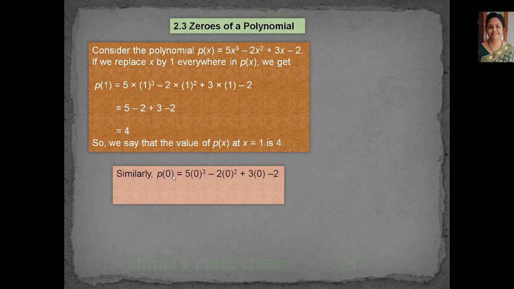Similarly, p(0) is equal to 5 into 0 cubed minus 2 into 0 squared plus 3 into 0 minus 2. So you will get 5 into 0 cubed is 0, minus 2 into 0 squared is 0, plus 3 into 0 is 0. You will get minus 2.